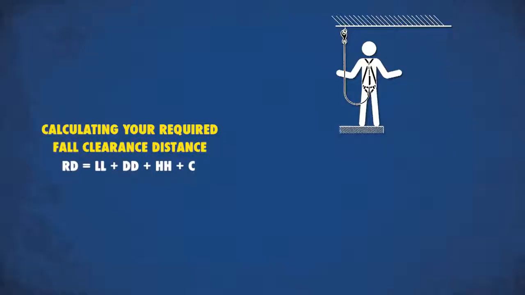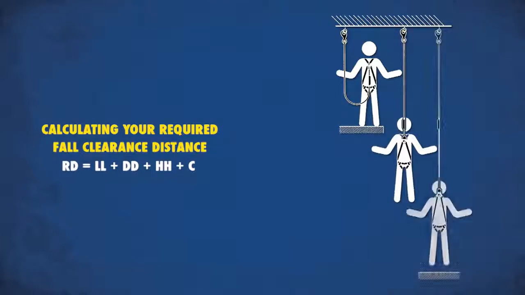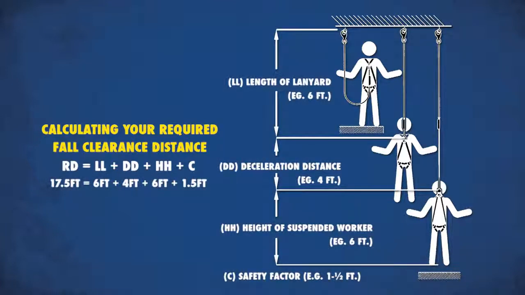To reiterate, the required fall clearance is calculated by adding the length of the 6-foot lanyard to the 4-foot deceleration distance, plus the 6-foot height of the suspended worker, and the 1.5 foot safety factor.